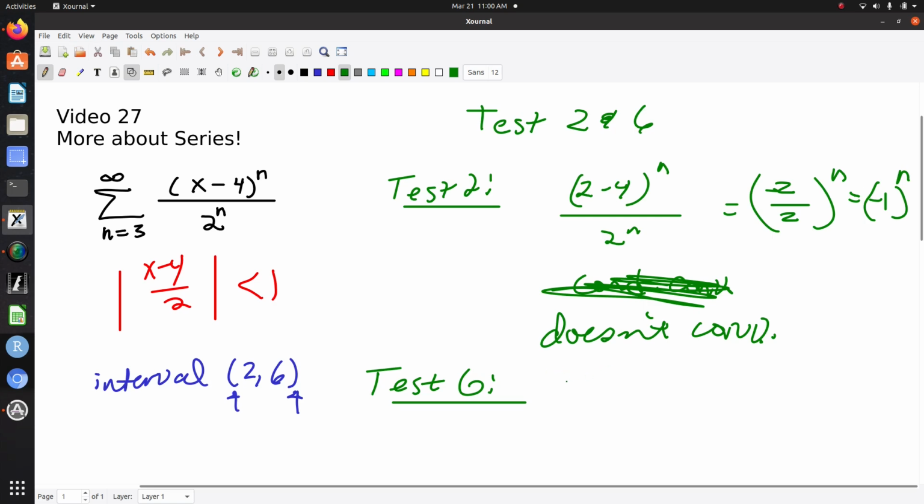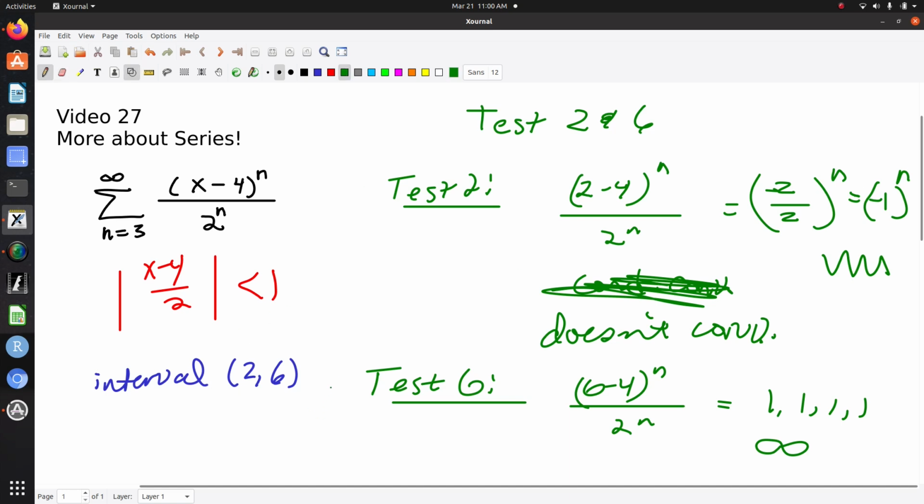But we go through the motions. 6 minus 4 to the n over 2 to the n is just going to give us 1, 1, 1, 1. So you're going to be adding up. It's actually going to go infinite. It's not even going to go back and forth between like two numbers. It's actually just going to go infinite. So neither of these are going to work out.